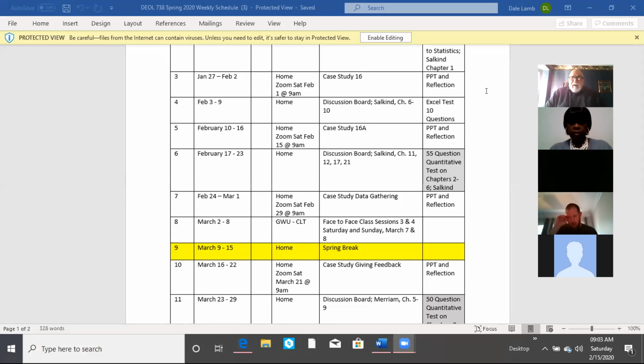As you can tell, a couple of you have completed the Salkind test on chapters 2 through 6. Remember, that's in light blue on your screen, which means it's optional. The discussion boards are not optional, but the tests are. It's up to you how deep you want to go. I've graded a couple of those, and you're doing really well.